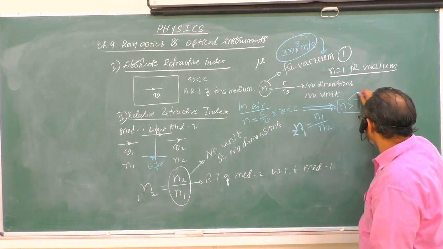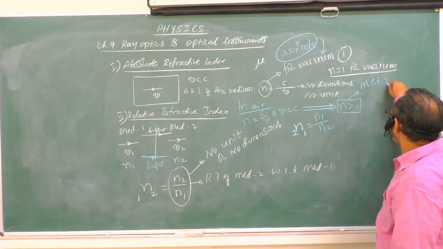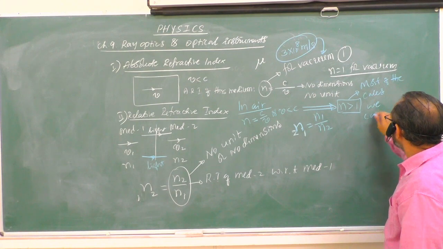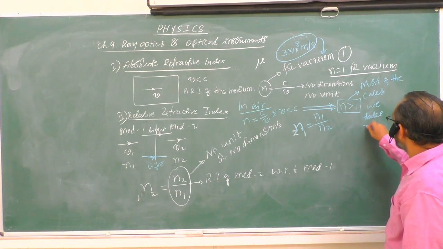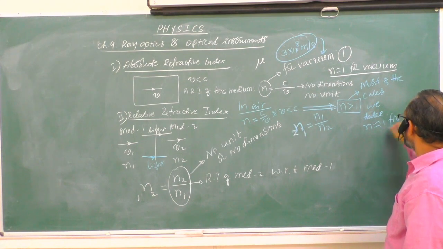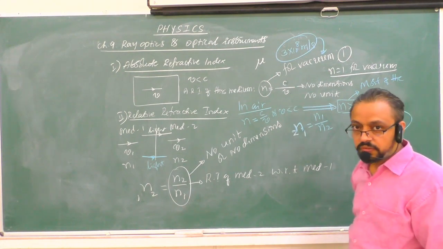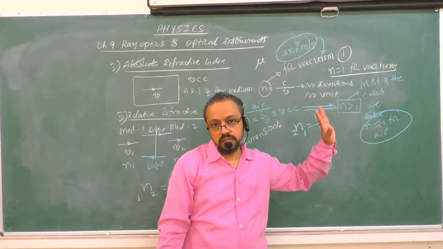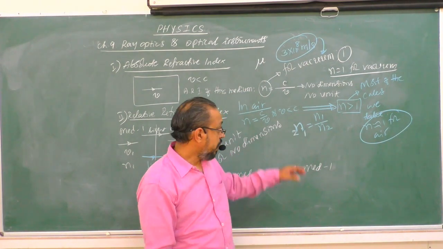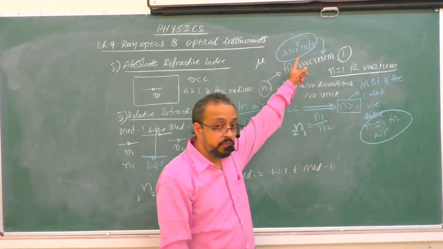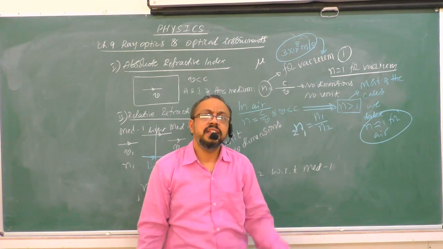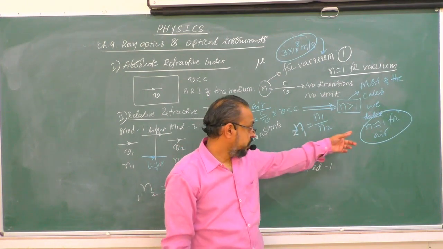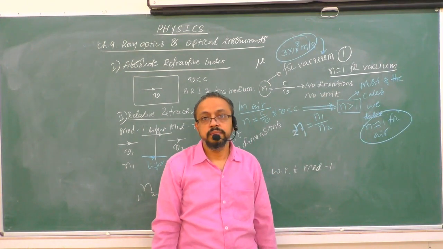But for most of the cases, we take n is approximately equal to 1 for air, in most of the situations, because the speed of light in vacuum is 3 into 10 power 8 and in air it is just less than 3 into 10 power 8. The ratio will be very close to 1. For that reason, it is almost 1.